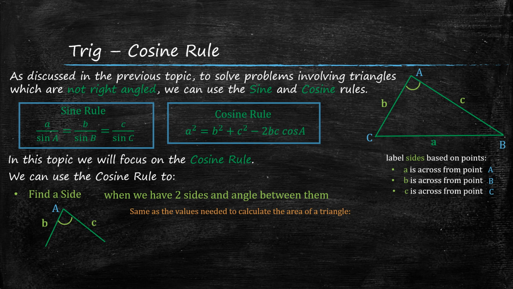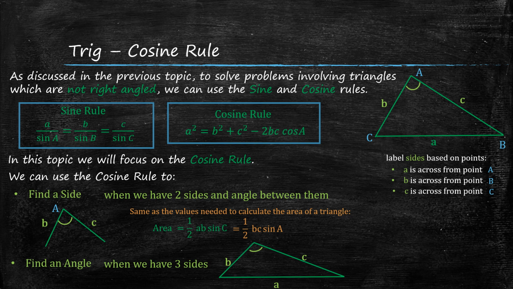Now notice these are the same values needed to calculate the area of a triangle. For the area of a triangle, half AB sine C, or in our case half BC sine A, we also need two sides and the angle between them. So we can use the cosine rule to find a side when we have two sides and the angle between them. But we can also use the cosine rule to find an angle when we have all three sides.